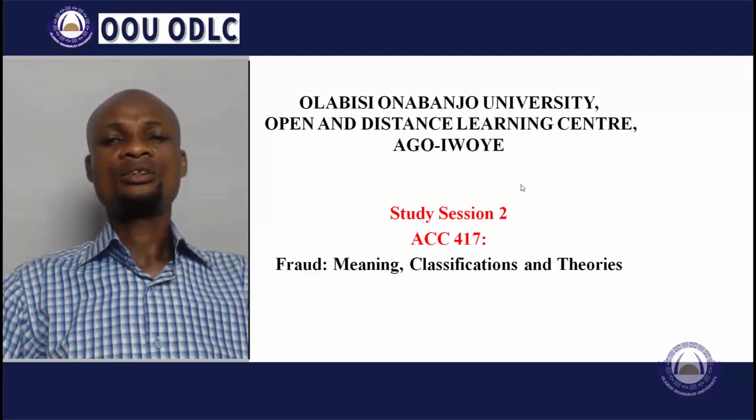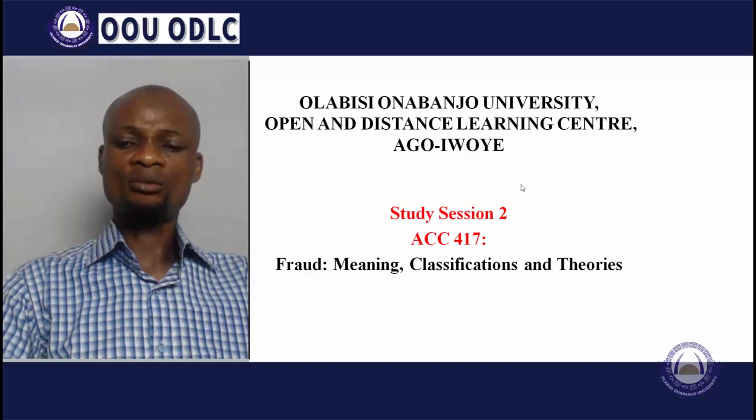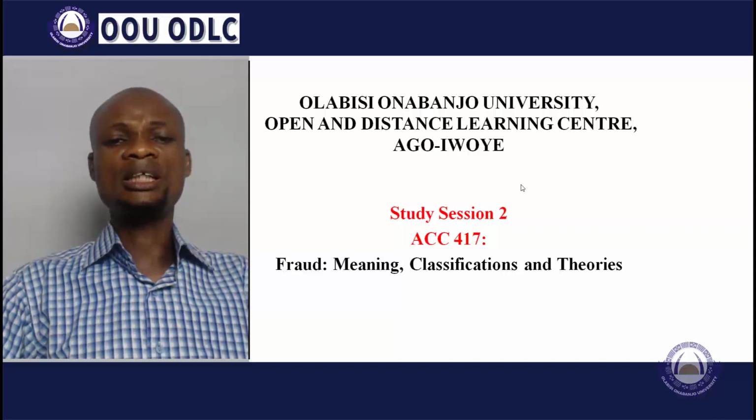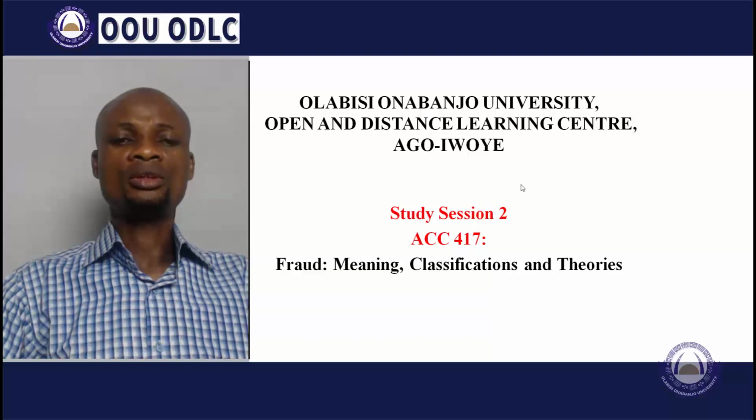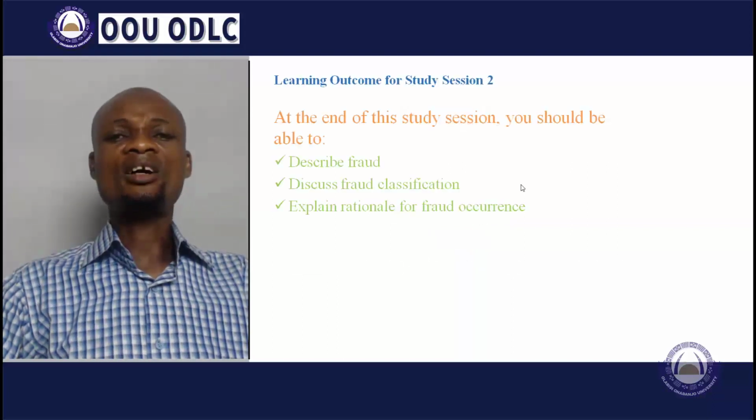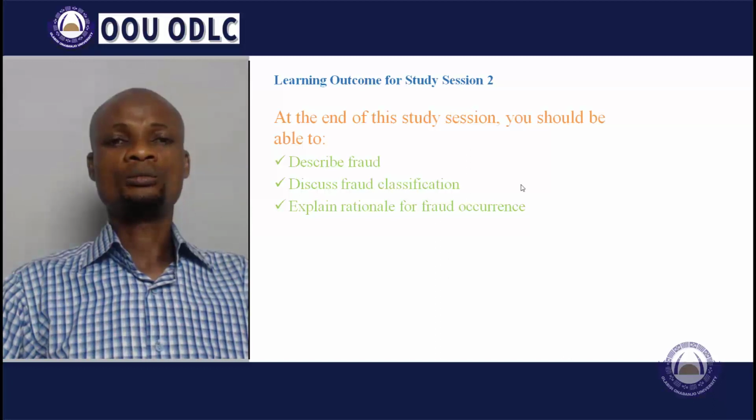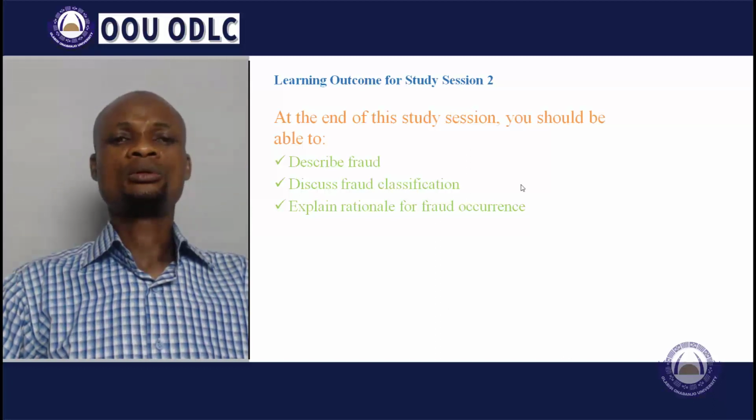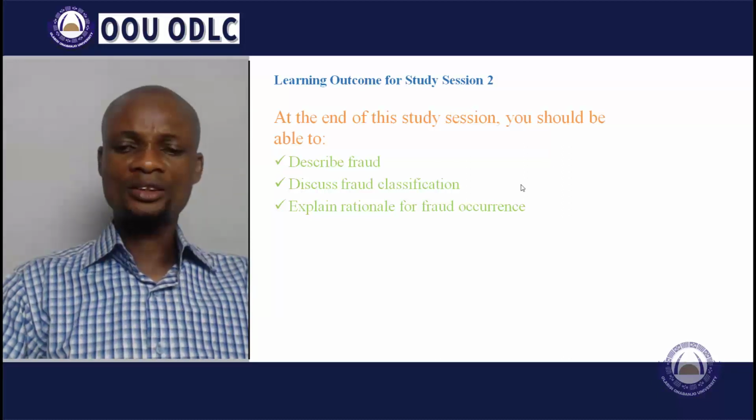So learners, you are welcome to study session 2, like I said earlier. This study session 2 is titled Fraud, the Meaning, Classifications and Theories. Learners, at the end of this particular study session 2, you should be able to describe fraud, discuss various classifications of fraud, and also explain the rationale for fraud occurrence.